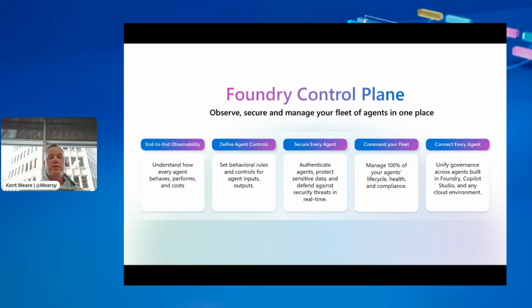From an organization perspective, you want to be able to control these agents, and that includes observability, defining agent controls. What are the guardrails? What are the things that you can do? What are the things you can't do? How do you impose security and authentication schemes that are consistent? How do you command your fleet? Like, if you need to turn something off because it's doing something it shouldn't, how can you do that centrally? And then how do you unify this governance across these different platforms?